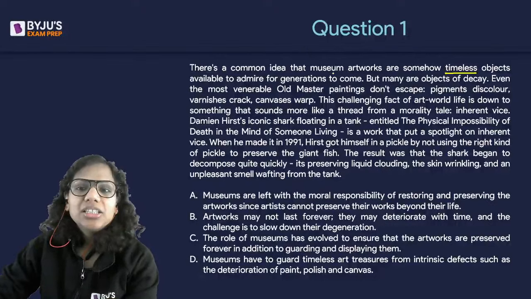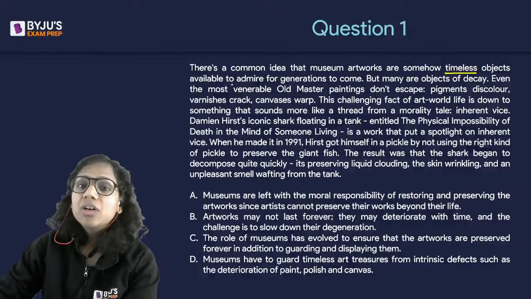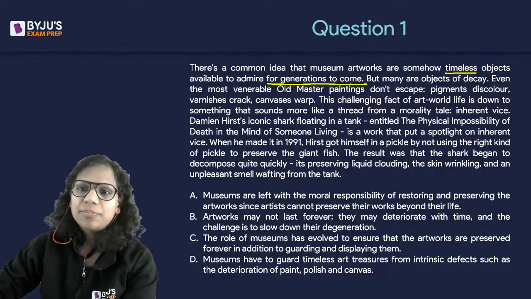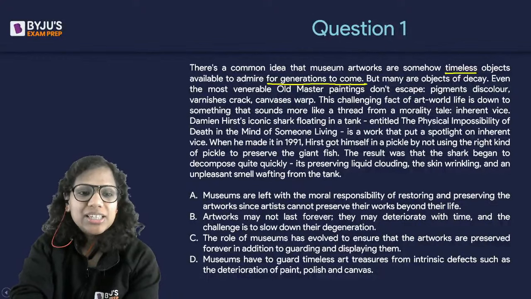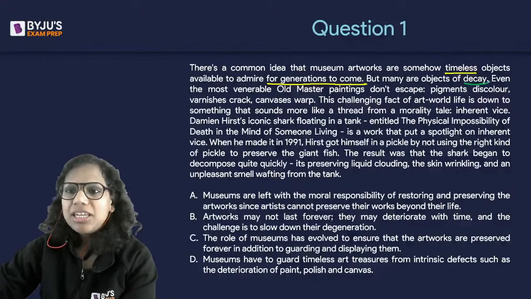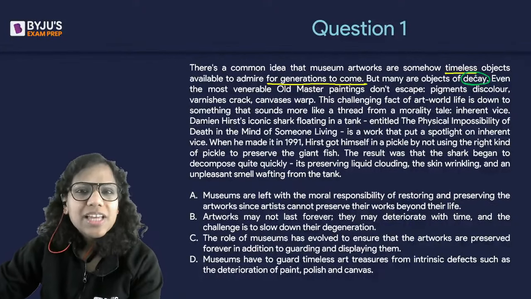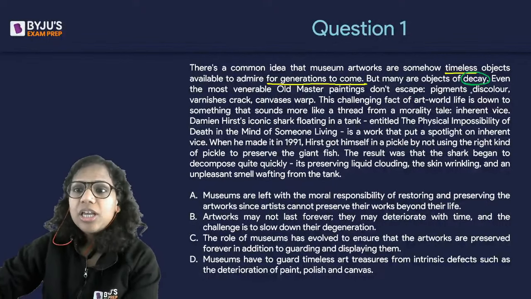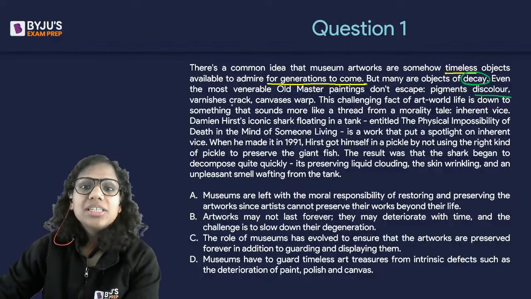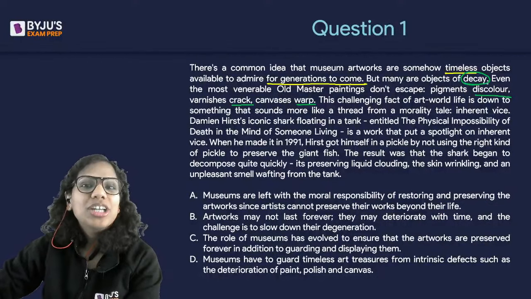So there's a common idea that museum artworks, paintings, etc., are somehow timeless objects available to admire for generations to come. So something that is timeless will be available to admire for generations to come. But many are objects of decay. See, there's a but, and I'm contrasting it by saying many are objects of decay. So, antonymous ideas. Even the most venerable old master paintings don't escape. Pigments discolor, varnishes crack, canvases warp. So I'm telling you how the decay happens now, elaborating the decay.